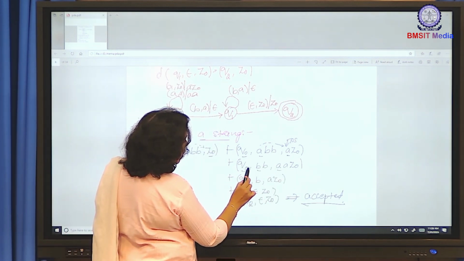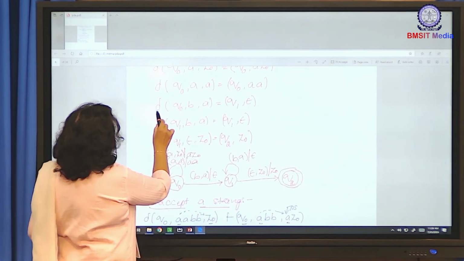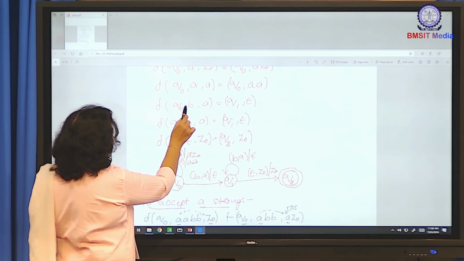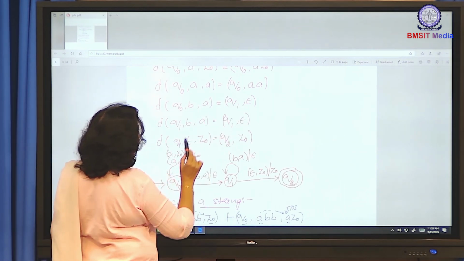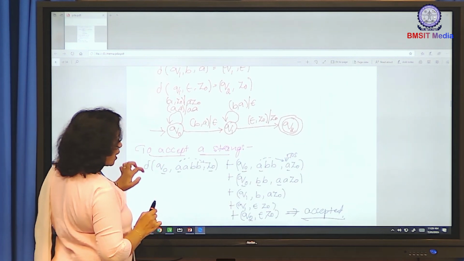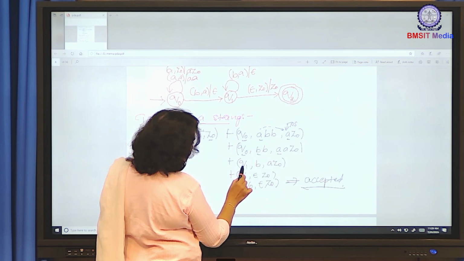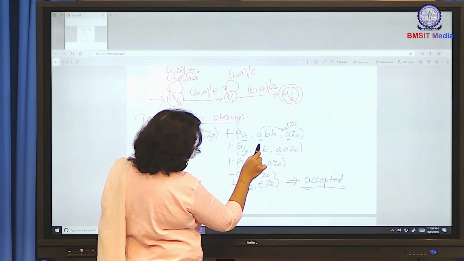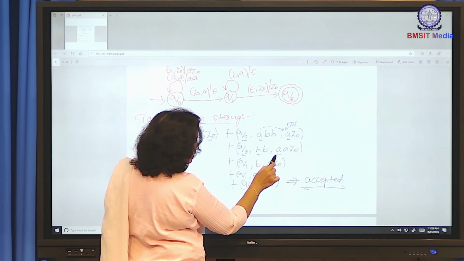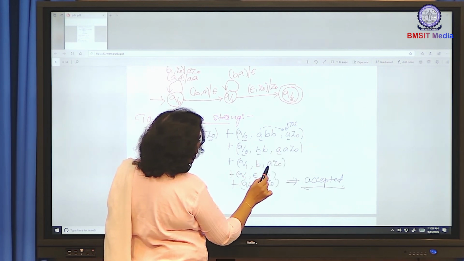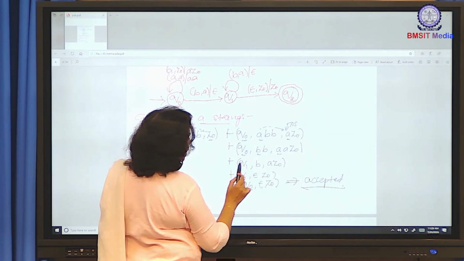Now Q0 comma B comma A. Go back and see the transition, delta of Q0 comma B comma A. There is a change of state to Q1 and we are popping the content of the stack. So Q0 comma B comma A, change the state to Q1, and this B is read, remaining is only B, and this A is popped. So remaining is AZ naught. So Q1 comma B comma AZ naught.